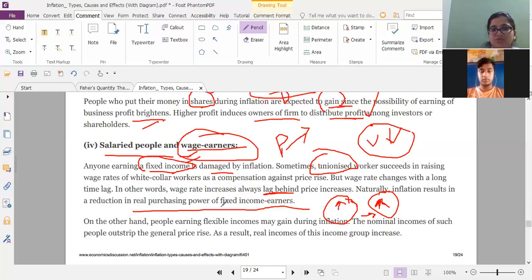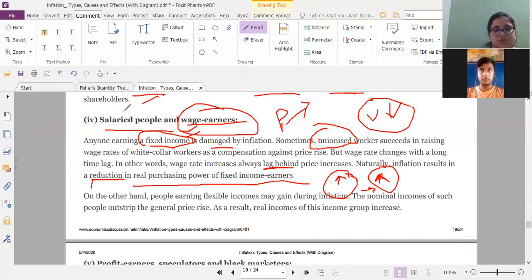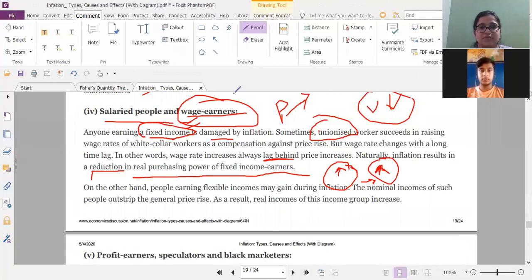Because the real purchasing power of fixed income earner decreases. You can see this reduction in real purchasing power of fixed income earner, or wage earners, or salaried people, right? So you must remember this. These people, salaried people and wage earners, are at loss, right, during inflation.